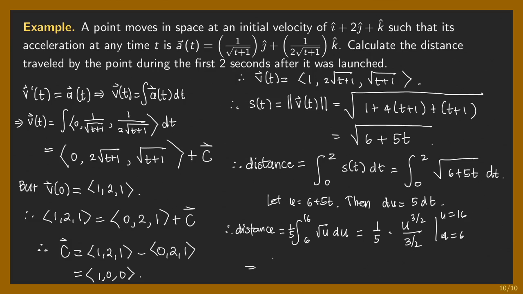So this is 2 over 15 times u to the 3 halves, evaluate natin. Sorry again. U to the 3 halves, when u is 16, square root of 16 is 4, cubed is 64. Okay, minus when u is 6, well, 6 to the 3 halves is 6 square root of 6, in units. So this should give you the total length.